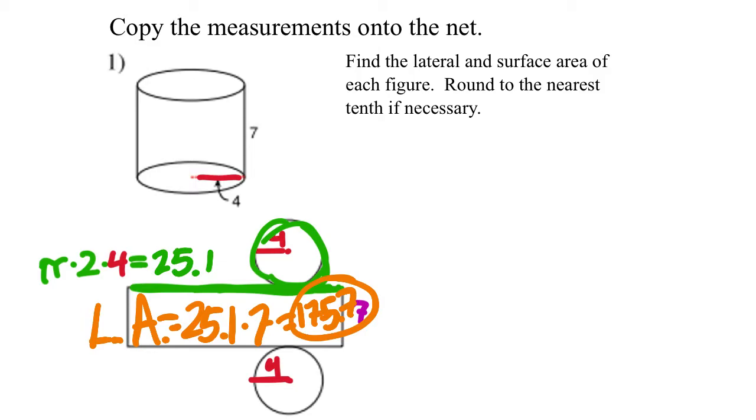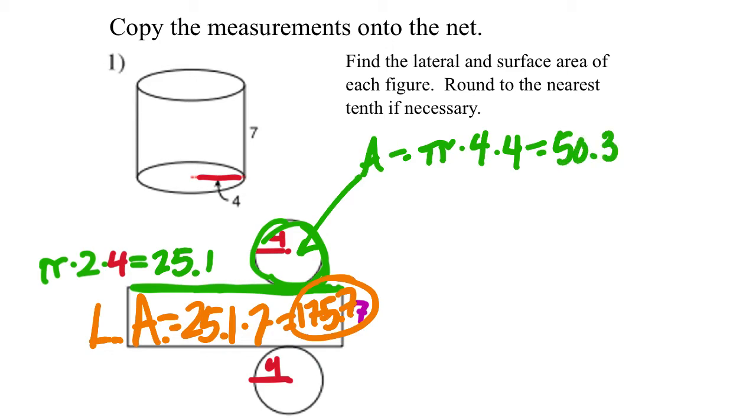But to find the full surface area, I need the area of the circle here. So that area would be pi times the radius times the radius. So let's see what that is. Pi times 4 squared, so that's 16 pi, but again, I want the decimal to the nearest tenth. I got 50.265, so I'm going to make that 50.3.